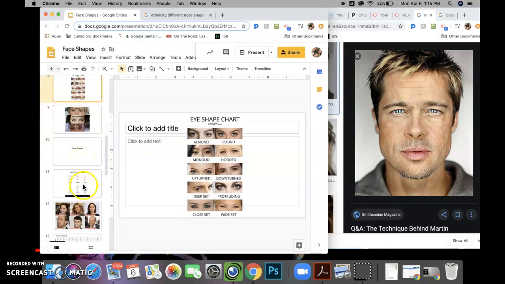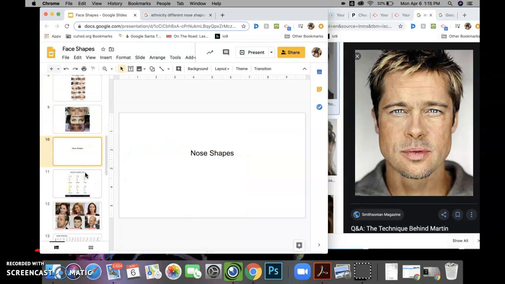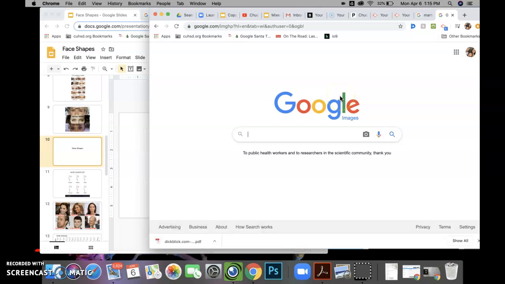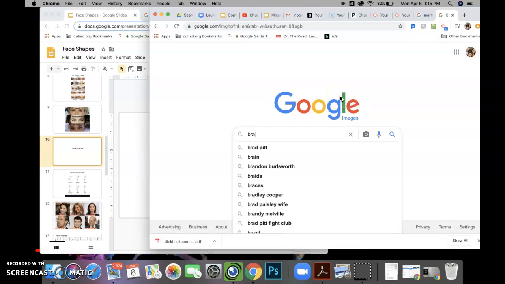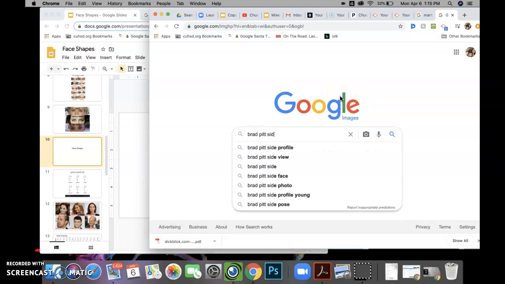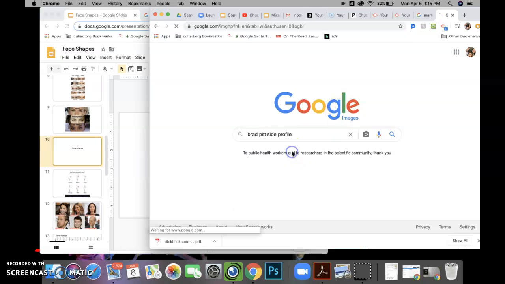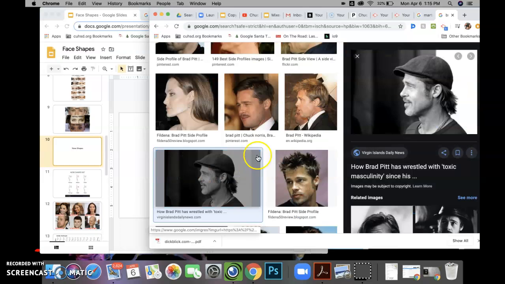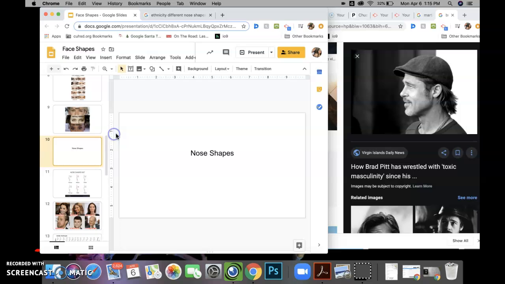In terms of his nose, okay, we're gonna have to do a little bit more research. I can't tell what kind of nose he has because I'm looking at him straight on. So I know this is Brad Pitt. What you could do is you could go to Google Images, and whoever the celebrity is that you're looking at, you type in their name and then you type side profile. Okay, and then that'll give you a better picture of their nose so you can see what kind of nose they have. So let's go back.